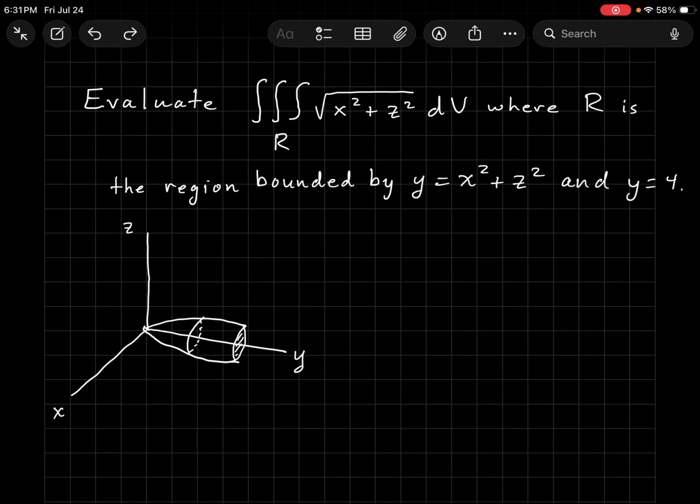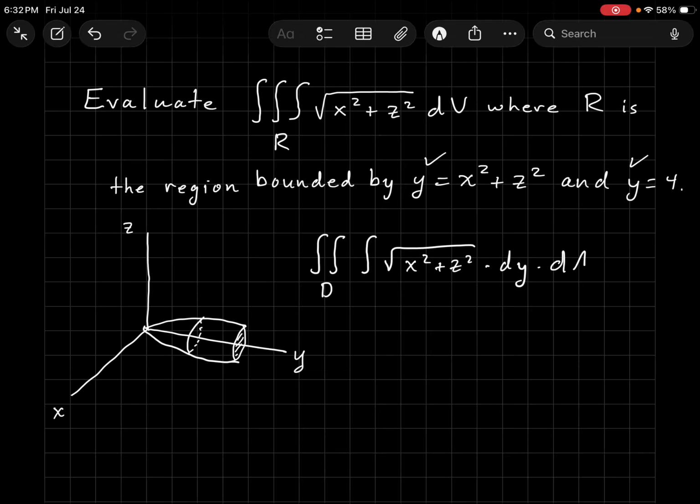So let's break this integral down just a little bit. Let's do a double integral like this, kind of over D, and let's separate out the y one. So we can write it as square root of x squared plus z squared, and then I'm going to have dy. So I know I want to integrate over y first. And the reason I want to do that is because I have information about y's. And then we're left with delta area, dx dz or vice versa.